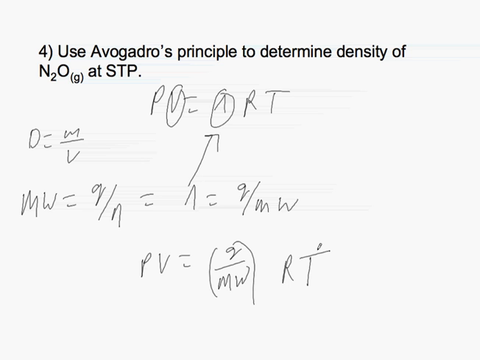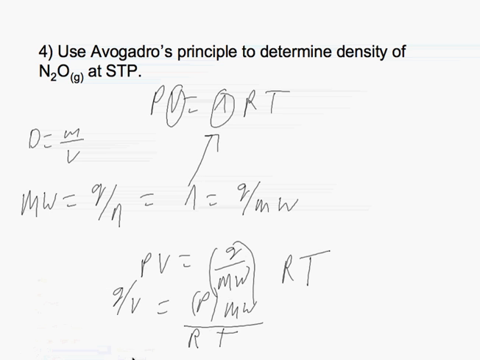Now, we know that we have the number of grams, and grams over volume is equal to our density. So we can take this equation and rearrange it so that we get an equation that looks like this: grams over volume is equal to the pressure times the molecular weight divided by R times T. If we use that equation, then we can determine what our density is.